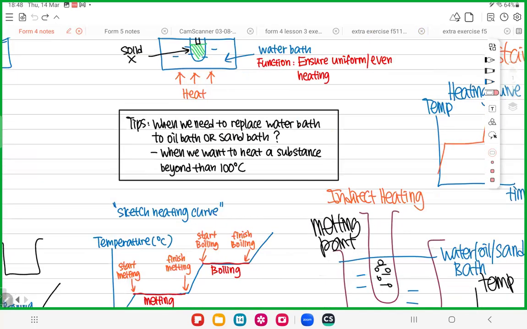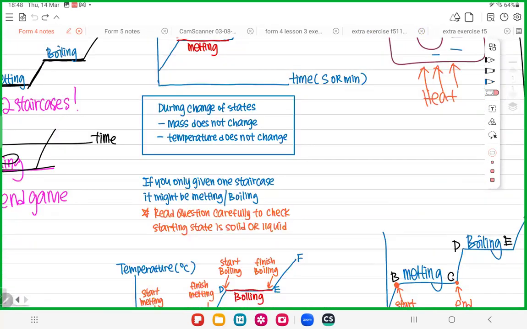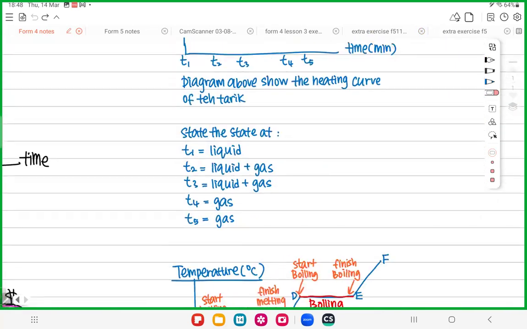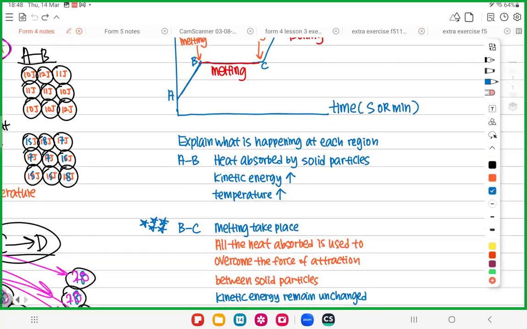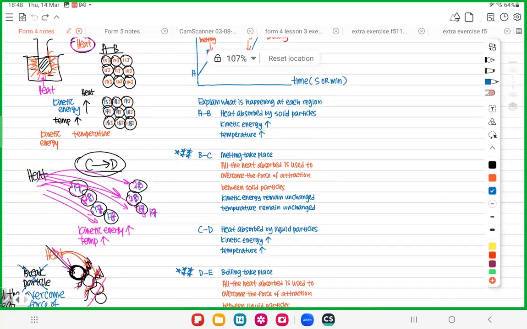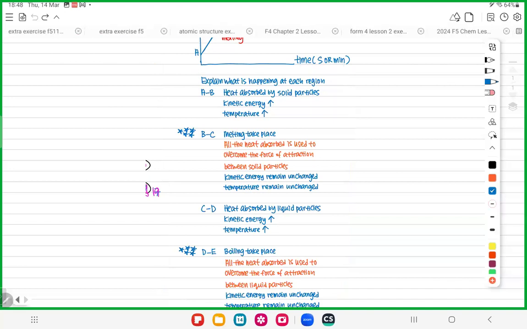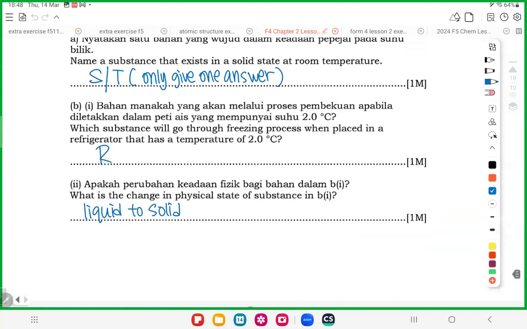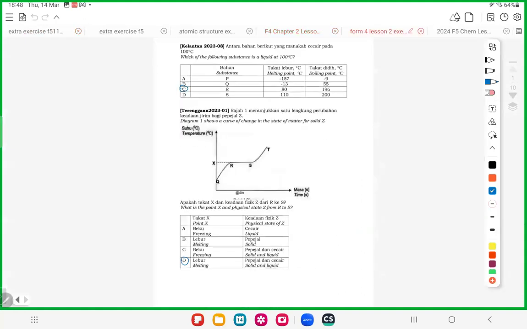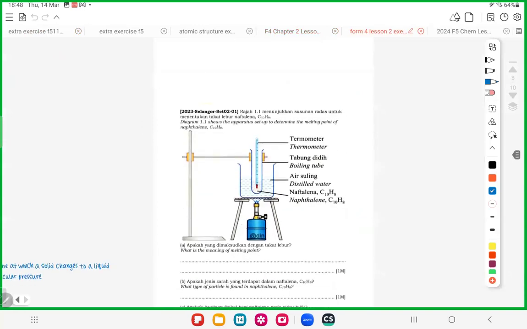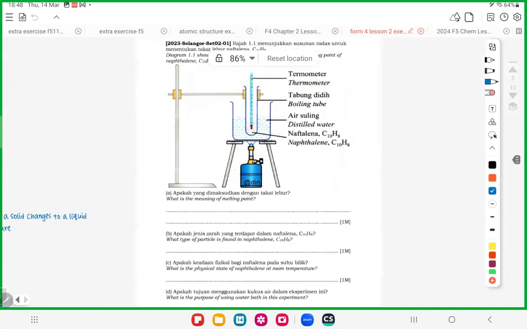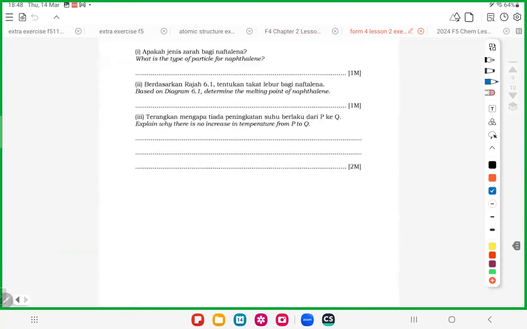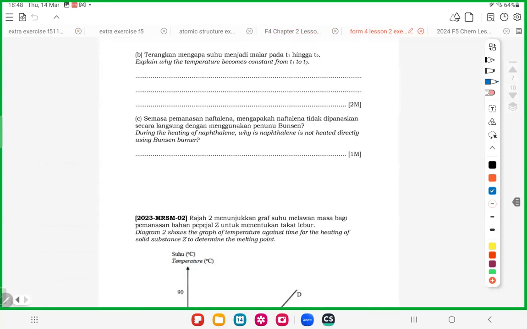Next lesson, I'll teach you how to explain what happened on all these areas. The explanation answer will be a bit longer. Also in the next lesson, we will go through some subjective questions as well. So far today all the questions are objective, so in the next lesson we will do subjective questions.